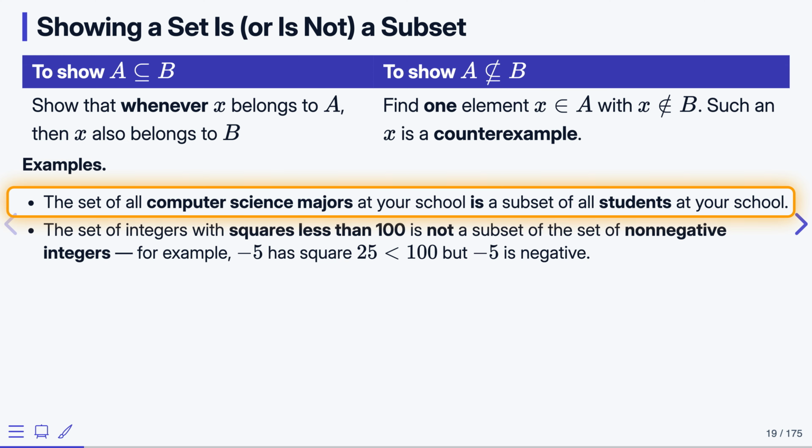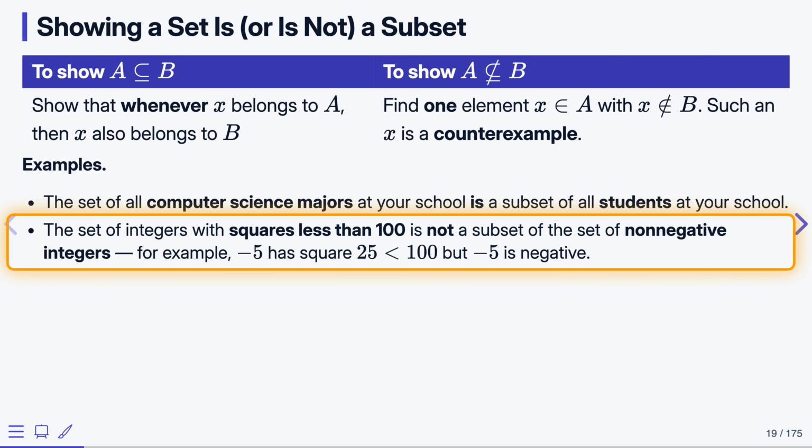Let us look at two examples. The computer science majors at your school form a subset of all the students at your school, because every such major is indeed a student. Second, the integers whose squares are below 100 are not a subset of the non-negative integers. Take -5. Its square is 25, which is below 100, so it is in the first set. But -5 is negative, so it is not in the second. One counterexample is enough.